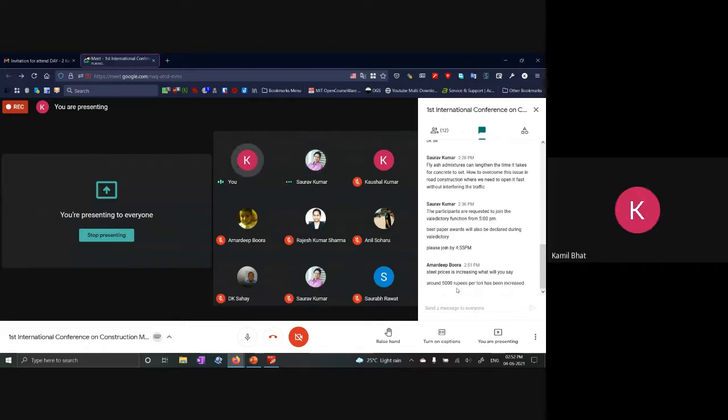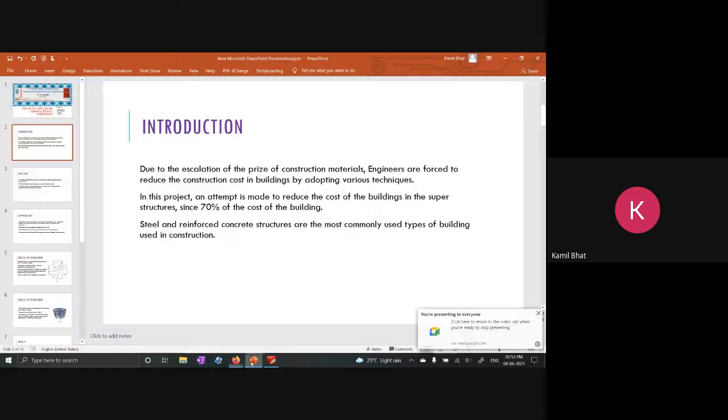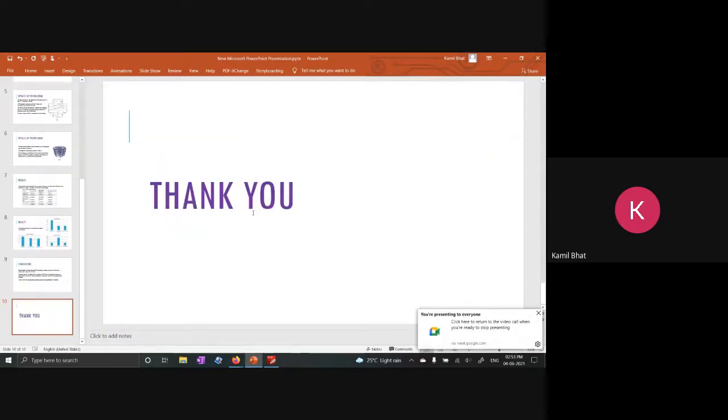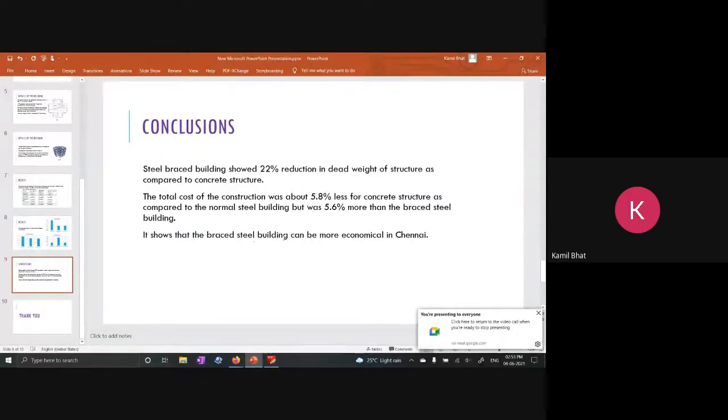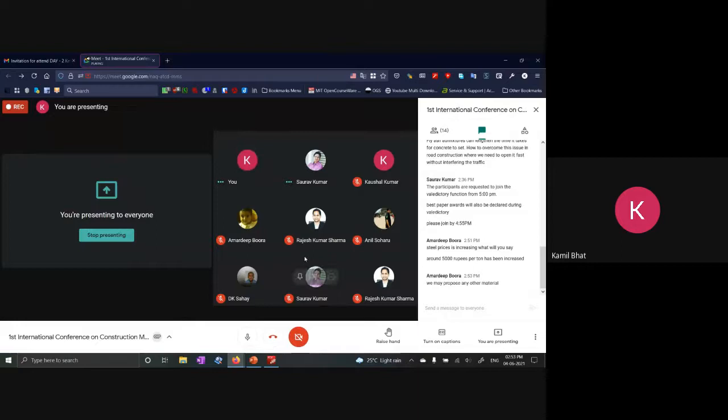Actually, I forgot to say in the introduction that we need to study it as per area, as per locality. In some localities, steel price may be different, because I have mentioned it is as per the rates in Chennai.